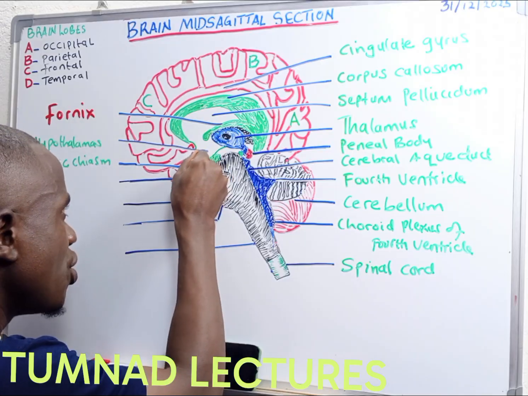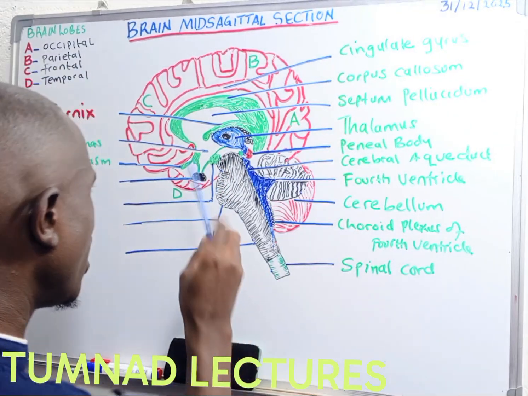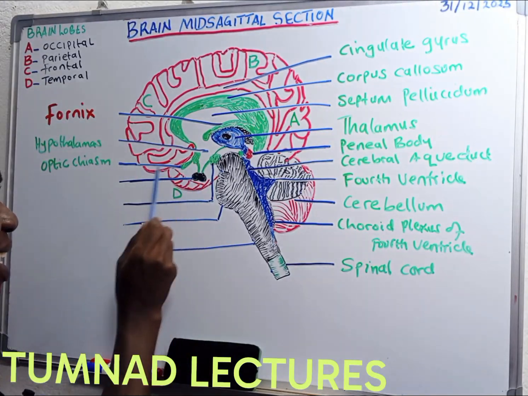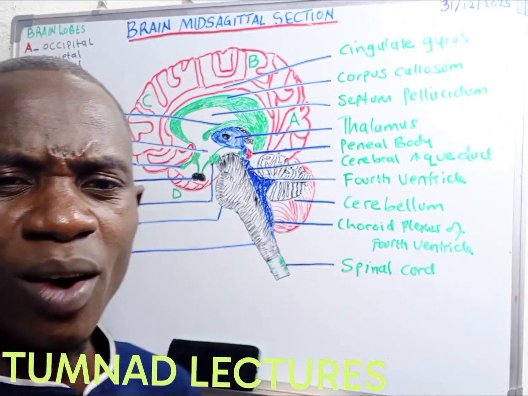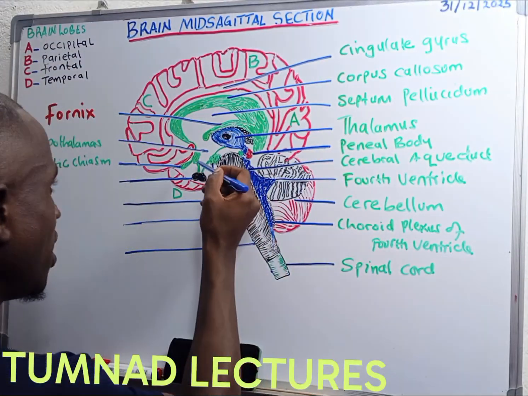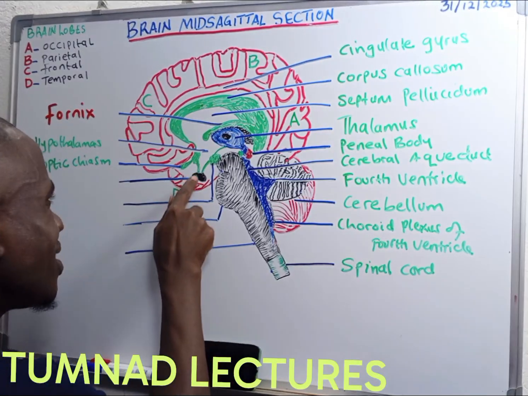Now, down from the hypothalamus, this kind of canal which is now connecting to the hypothalamus, how do we call this area? This kind of connection to this kind of dark structure, how do we call that area? We call that area the infundibulum. And then how do we call these dark structures?